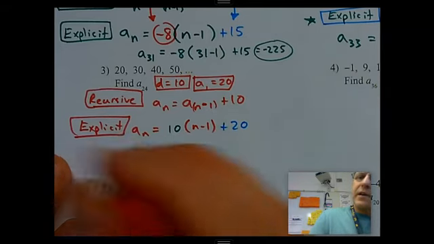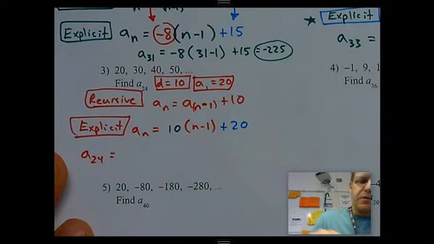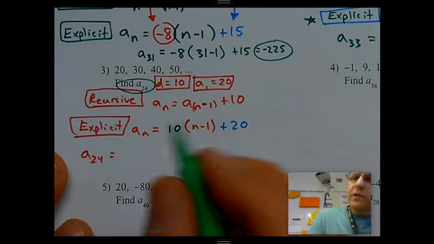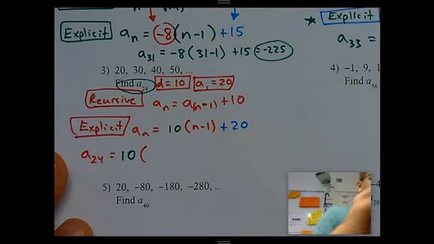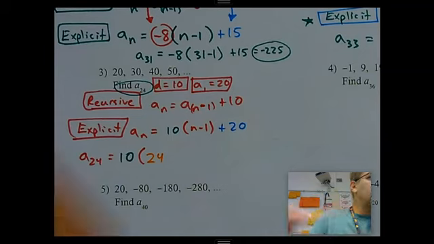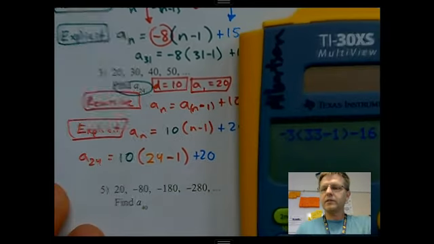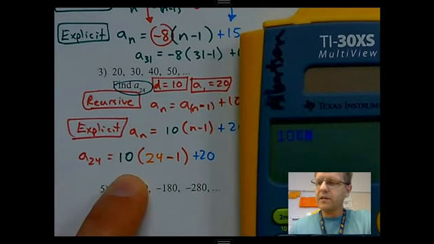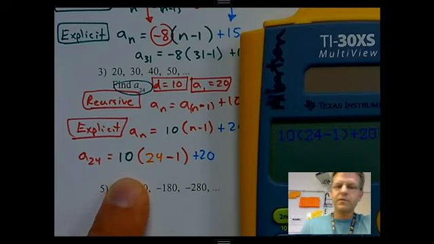Now, if we want to find term 24, let's find term 24. Now, why 24? Because it asked us for 24. So term 24 is equal to 10 times 24 minus 1 plus 20. All right. Well, let's see what we have. 10 times 24 minus 1 plus 20. And the answer is 250.